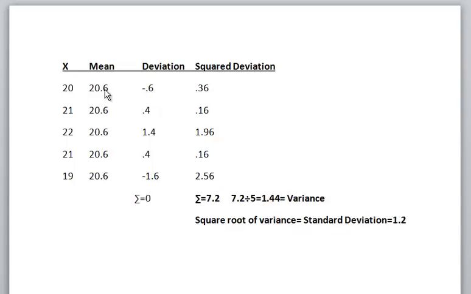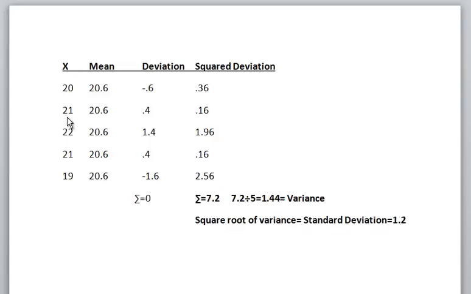So the first thing that we do is we calculate what's called a deviation score. The deviation is just the difference between the observed score and the mean. So we subtract the mean from every single one of our scores. Again, what we're trying to figure out is how far on the average scores spread out from the mean. That's what the deviation and the standard deviation tell us. So this first person was 0.6 of a year away from the mean.